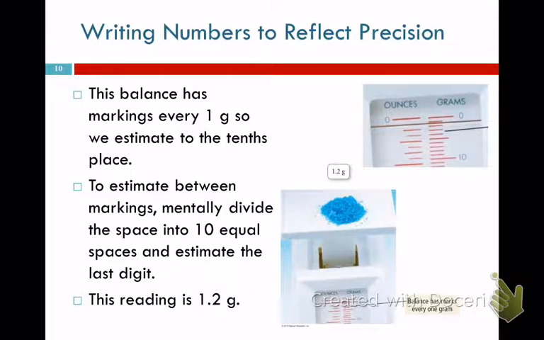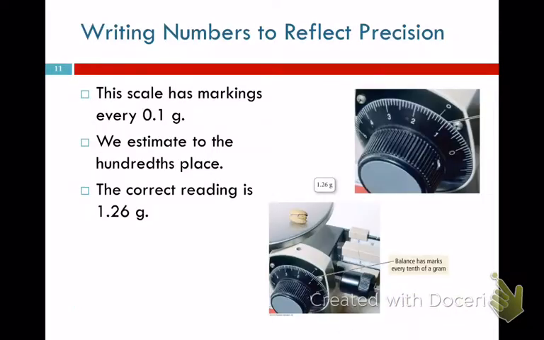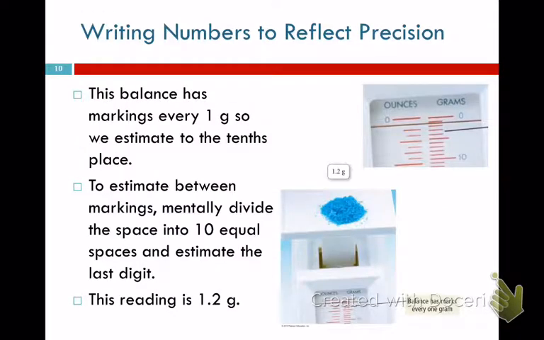If I say this is 1 gram, I'm pretty certain of the 1 gram. I would record that as, okay, hang on. Oh, I changed slides on it, hang on. 1 point, and then I'd have to guess.